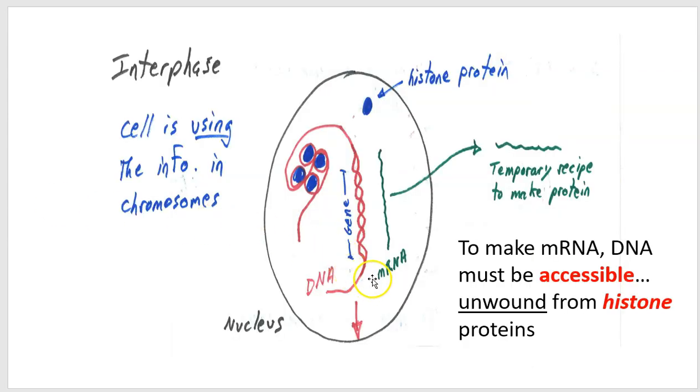Now during this phase, the cell is using the information stored in chromosomes. So it's accessing the information in genes. And we say accessing in the sense that the cell will actually have to separate the DNA strands, build messenger RNA, and then have the ribosomes make the protein itself. So in order to get at the information stored in some section of DNA, it has to be unwound, as it were. Recall those proteins called histones, our sort of packaging proteins. Well, in order to make a protein, the cell will have to unwind the gene so that it is accessible to the proteins that do the whole business of making messenger RNA.